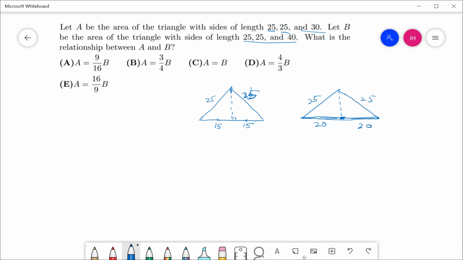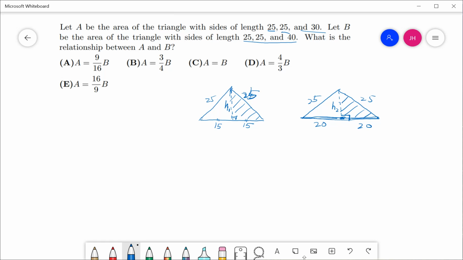Beautiful. So all we need to know are the heights of these two triangles. Let's call them H1 and H2. We realize that this is a right triangle, and the same for here. That's a right triangle. Therefore, the Pythagorean theorem will be very useful to calculate the height h. Do we want to just do the full calculation?